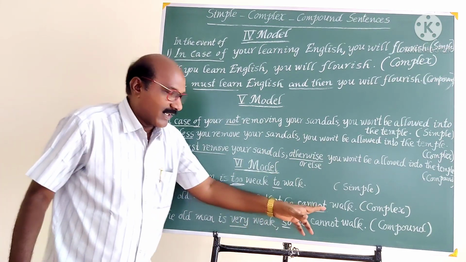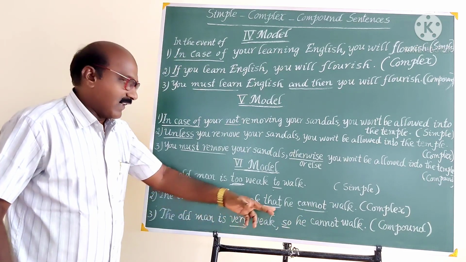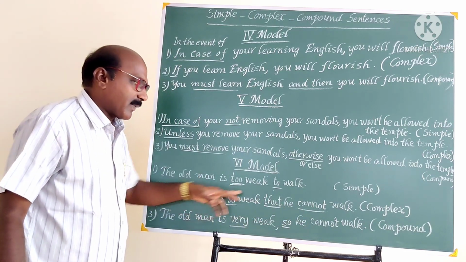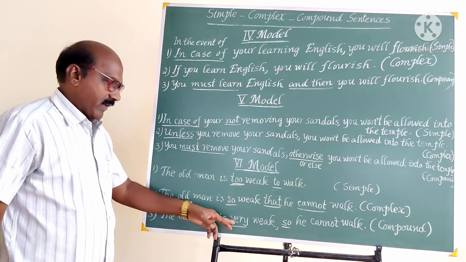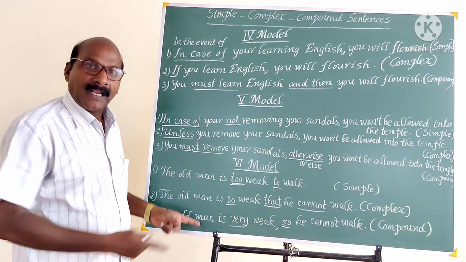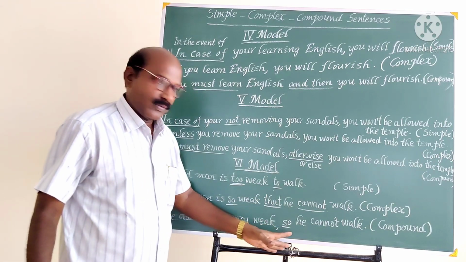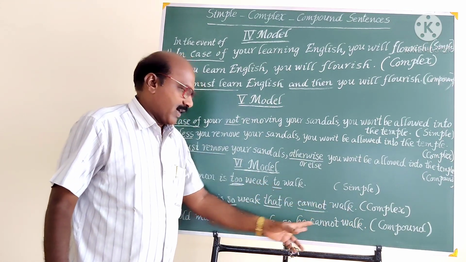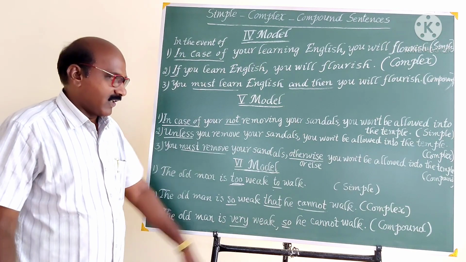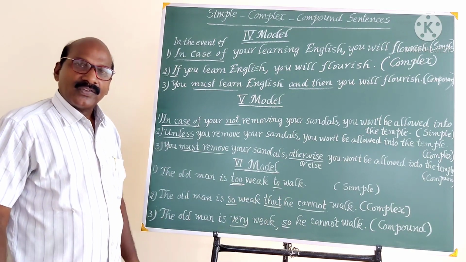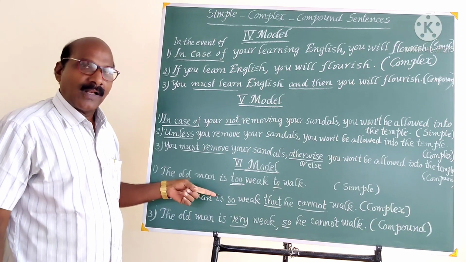From here we get incomplete meaning, and this is the subordinate clause. One main clause plus one subordinate clause, that is complex. The old man is very weak. It gives complete meaning. It is one main clause. So he cannot walk. From here we get another main clause. Combination of two main clauses is compound sentence. So it's very easy to remember this model.